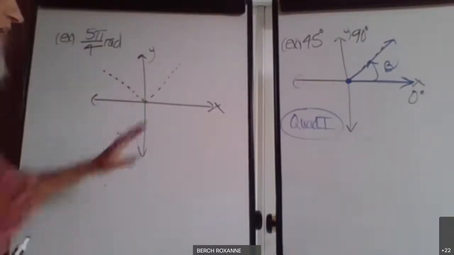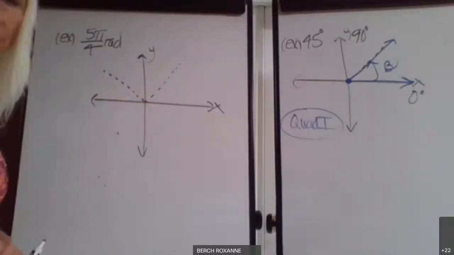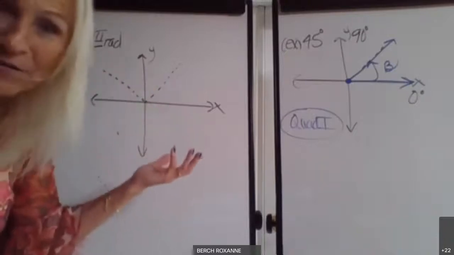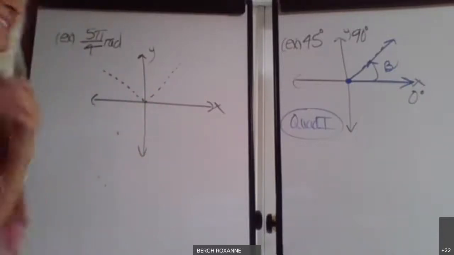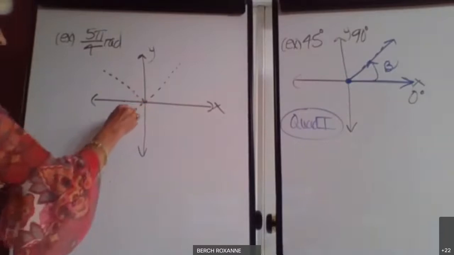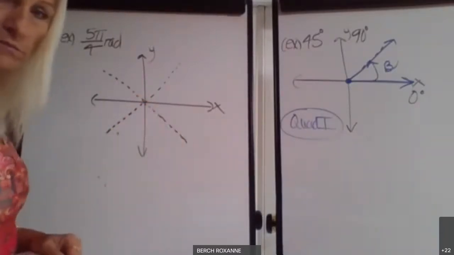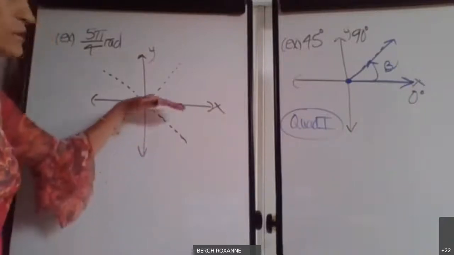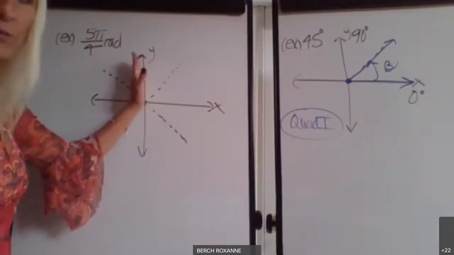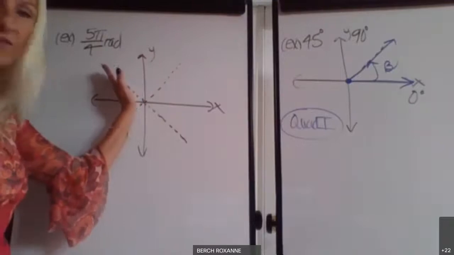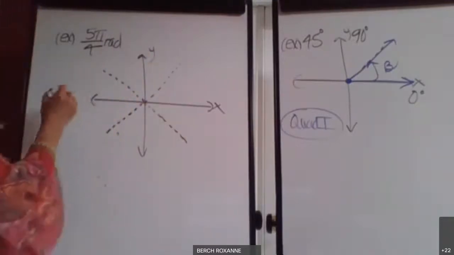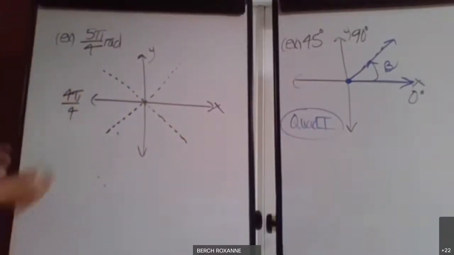You can see the parts, right? 1, 2, 3, 4. But this says 5 pi over 4. So since it's an improper fraction, you would have to break the bottom into 4 equal parts also. Pay attention. This would be pi over 4, 2 pi over 4, 3 pi over 4, 4 pi over 4, and I know I'm right because that's pi.